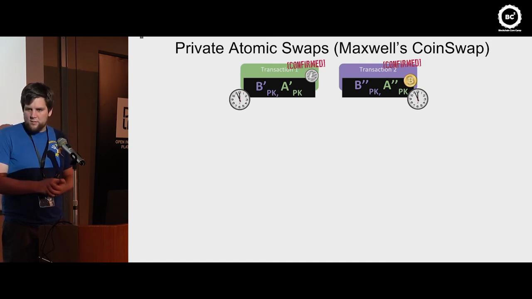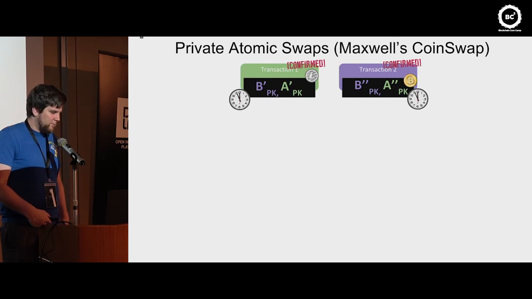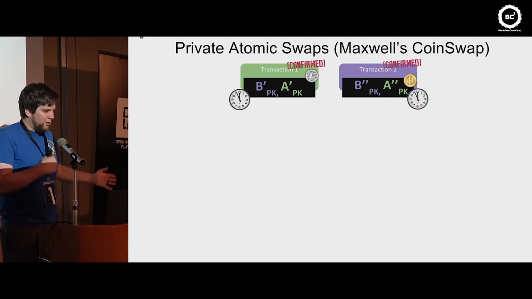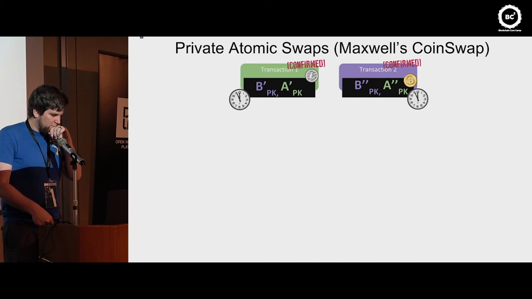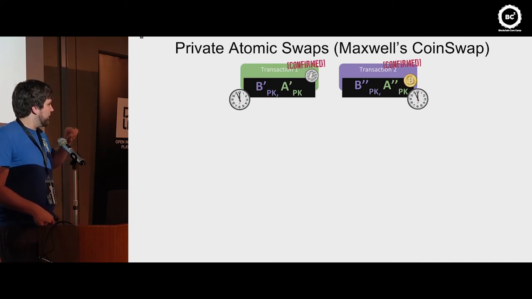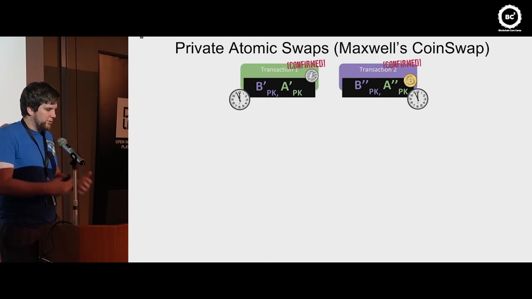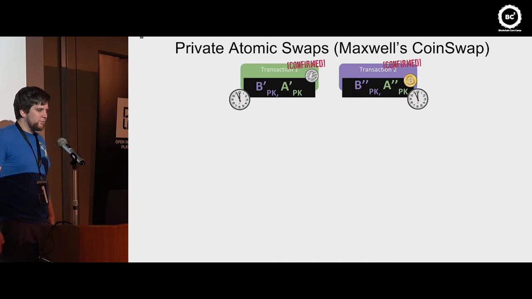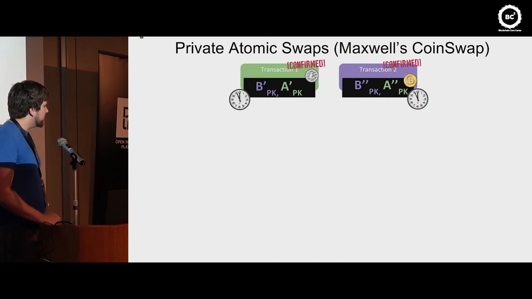There are two versions of this protocol. One of the ways involved an intermediary, Carol. But we're going to just look at the two-party version in which there is no coordinating agency or intermediary.